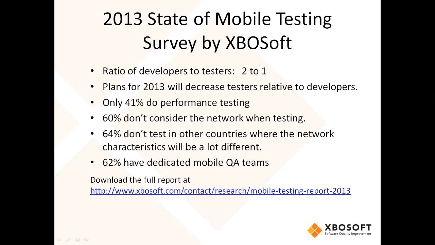And since only 41% do performance testing, 60% don't consider the network when they do test, and 64% don't test in other countries where the network characteristics will be a lot different, at a ratio of 2 to 1 they're not doing the testing that they should be doing. By not increasing their testers, they're just going to make the problem worse.